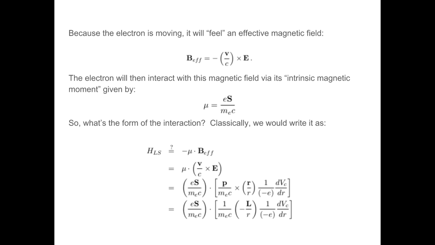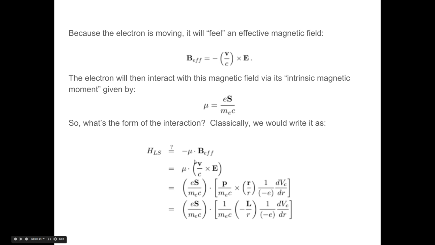Typically what we do is resort to thinking of this classically, writing down the classical Hamiltonian, and then promoting observables to operators. So that's what we'll try to do. Classically, we would write that the Hamiltonian piece is proportional to mu dot B, with a minus sign. Now I can do some algebra to see that this is actually a spin-orbit interaction.